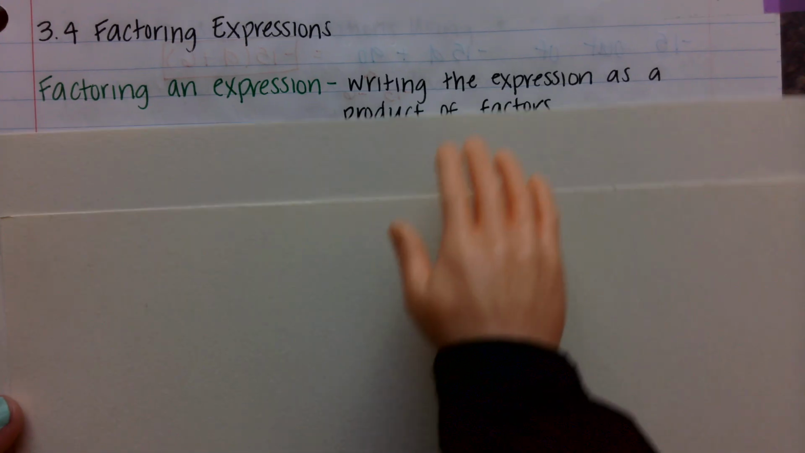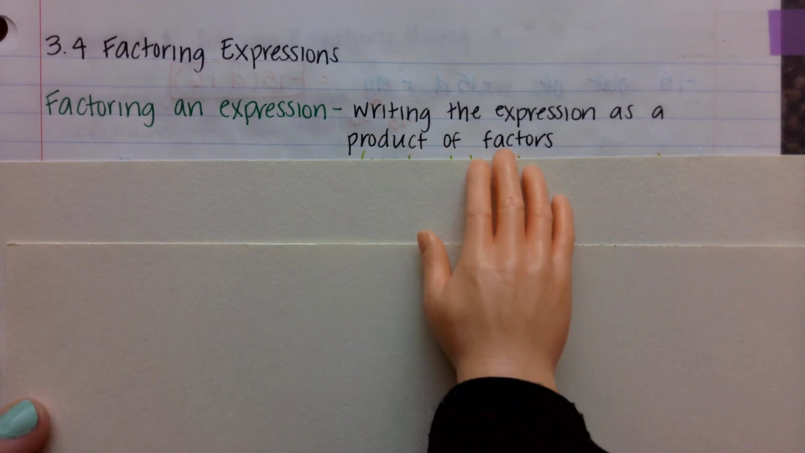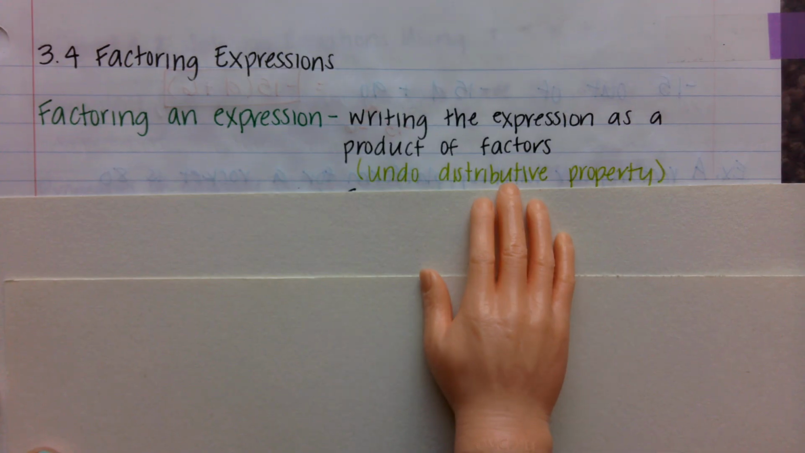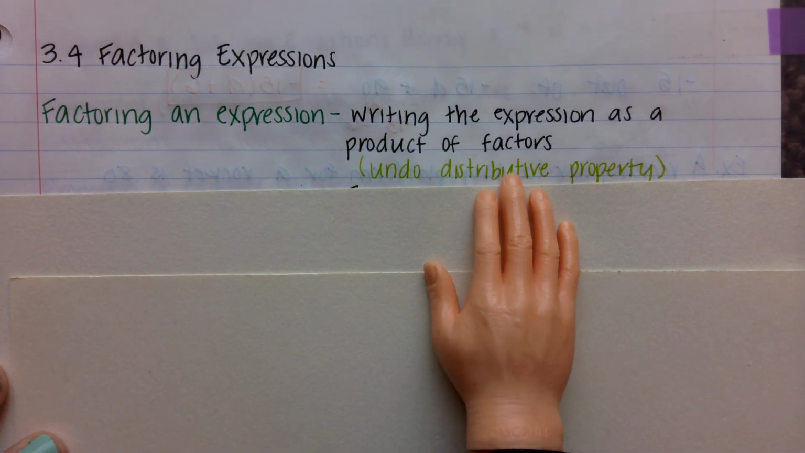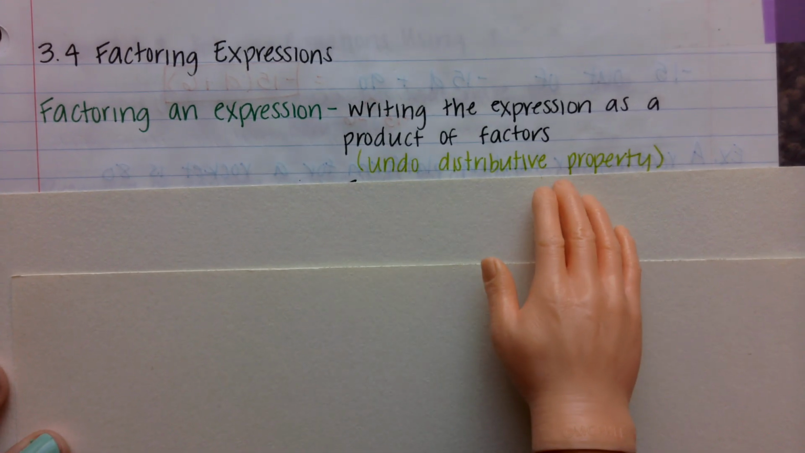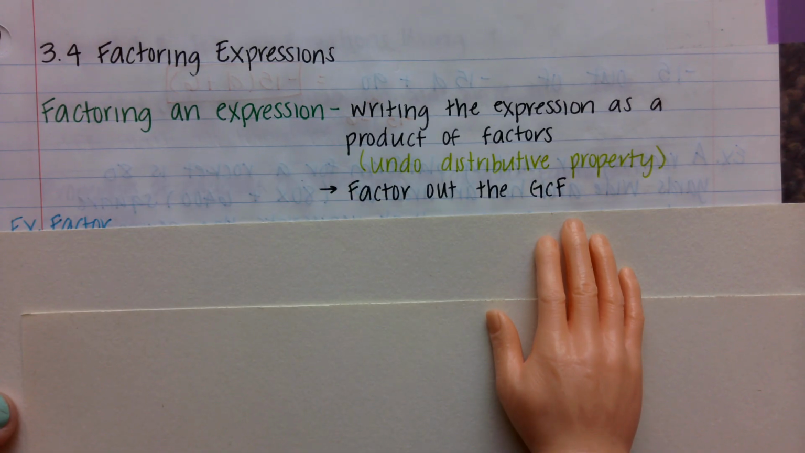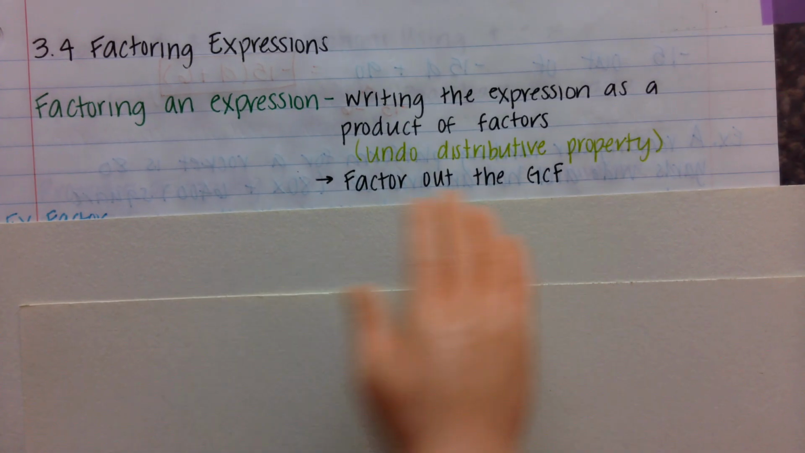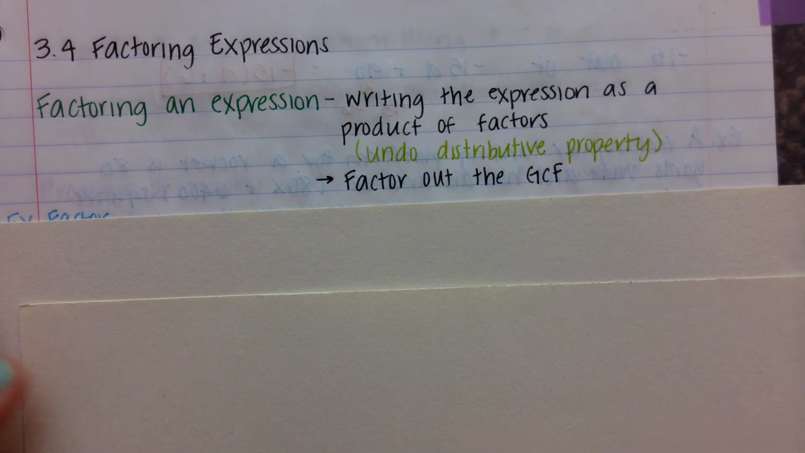This is 3.4, factoring expressions. Factoring an expression means writing the expression as a product of factors. So that means that we would have two things multiplied by each other to make the original expression. And this would mean we are undoing the distributive property. We are always going to factor out the greatest common factor unless otherwise specified.